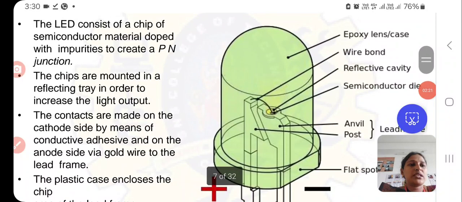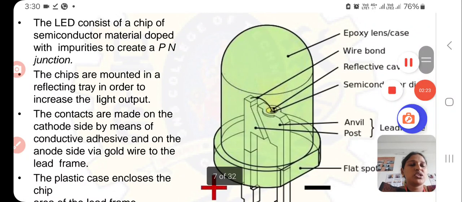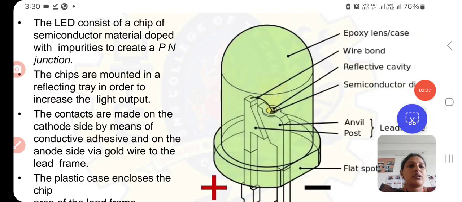And also we have an epoxy lens case, wherein all the materials which we have discussed above are enclosed.